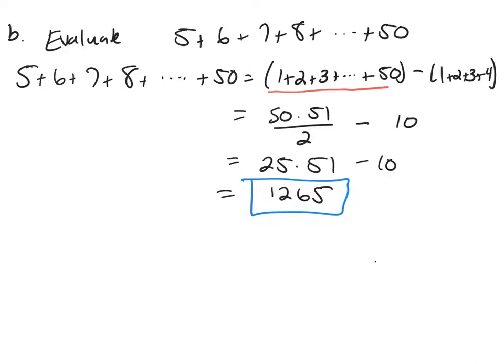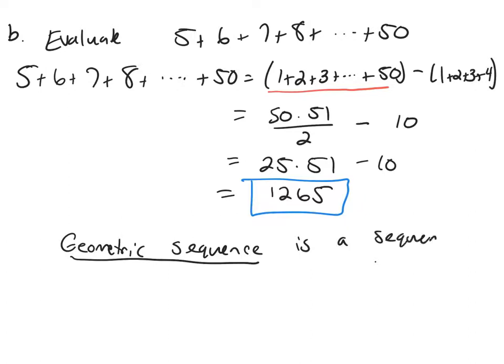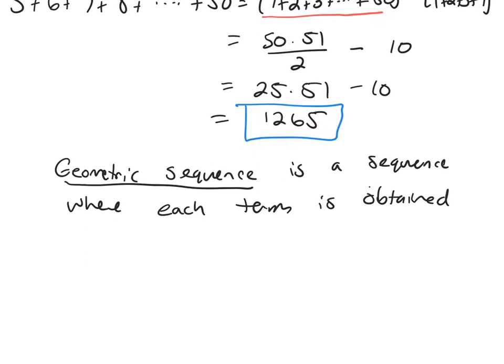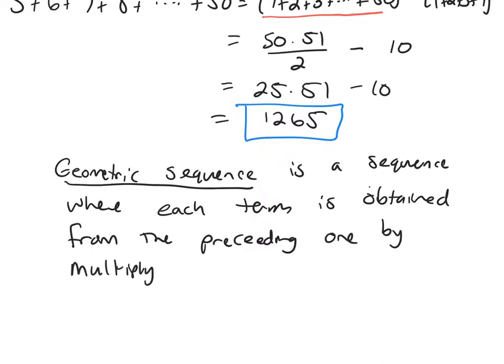So let's talk about a geometric sequence now. A geometric sequence is a sequence where each term is obtained from the preceding one by multiplying by a constant factor.